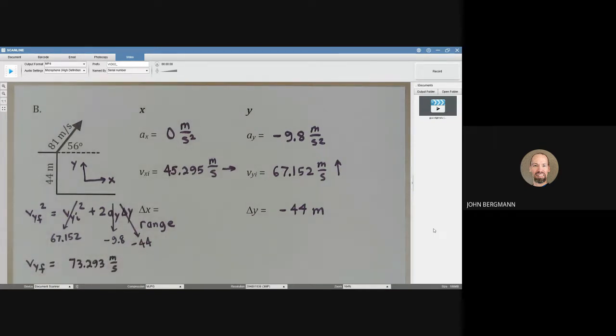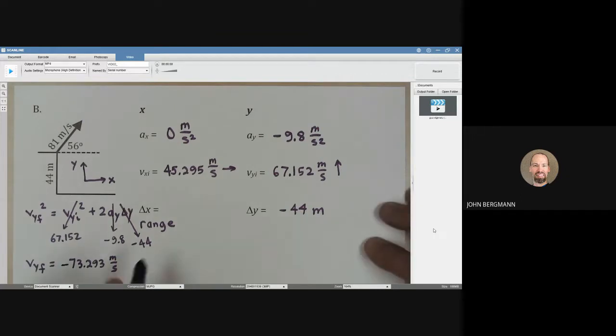Now, is that positive or is it negative? Because you see it's squared in the equation, so the negative sign, if there is one, gets lost. Well, think about the motion of this projectile. It's going to come up, and when it hits, it's going to be traveling in the downward direction. So this is negative 73.293.